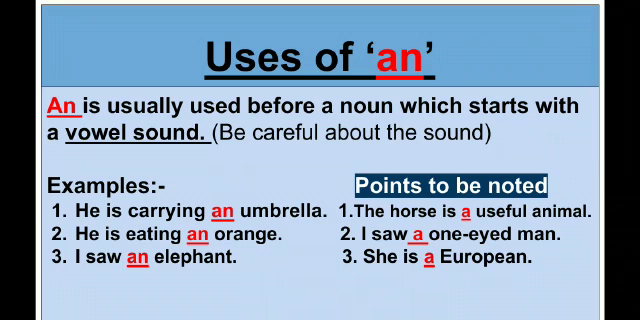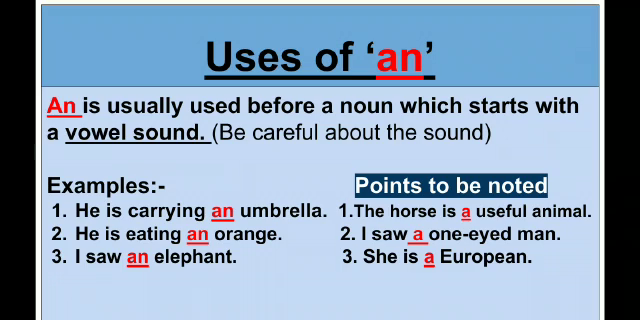Now coming to the second example: he is eating an orange. And in the second sentence: I saw a one-eyed man. Again, orange and one-eyed are starting with a similar letter O. But if we notice carefully, they are producing different sounds. Orange has the O sound, which is a vowel sound. That's why "an orange". He is eating an orange. But one-eyed: when we pronounce "one", there is a hint of W. So the "wa" sound is a consonant sound, not a vowel sound. That's why "a one-eyed man". I saw a one-eyed man.